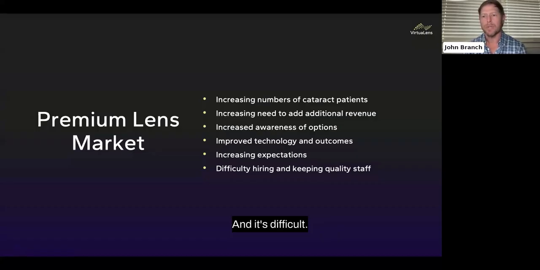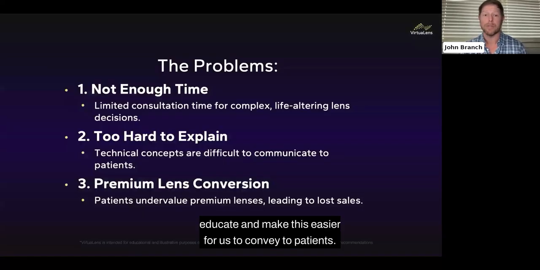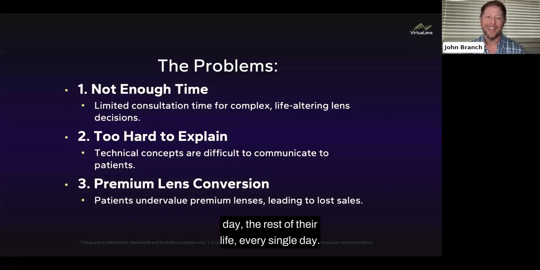And it's difficult to hire and keep people that can help educate and make this easier for us to convey to patients. So the problem that we have is we don't have enough time. We don't have a lot of time to help educate patients on these lenses that are incredibly important. They're going to use these lenses 16 hours a day, the rest of their life, every single day.